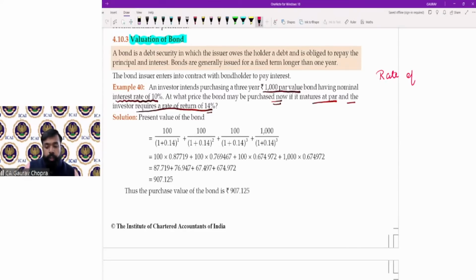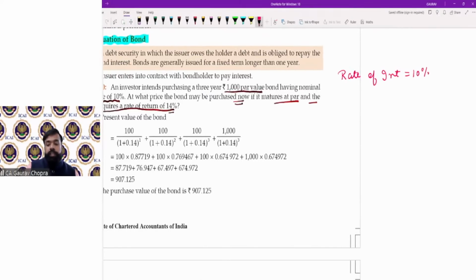Rate of interest. Rate of interest कितना है? 10% per annum. इस रेट पे इंटरेस्ट मिलेगा. But इन्वेस्टर का रिक्वायर्ड रेट ऑफ रिटर्न कितना है? इन्वेस्टर का रिक्वायर्ड रेट ऑफ रिटर्न है 14%. अब हम सोचते हैं अगर यहाँ पे कि अगर बॉन्ड पे 10% का इंटरेस्ट मिल रहा है तो इन्वेस्टर को 14% का रिटर्न कैसे मिल जाए?